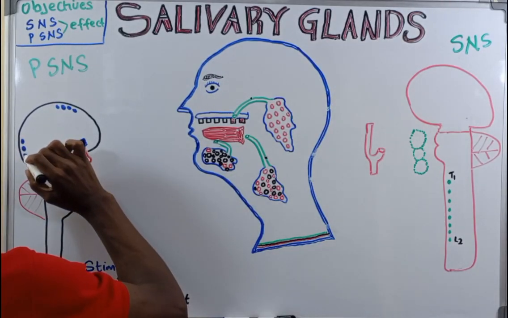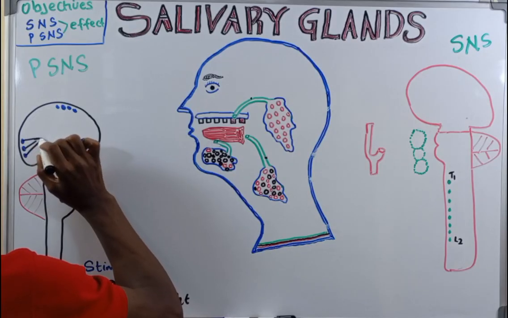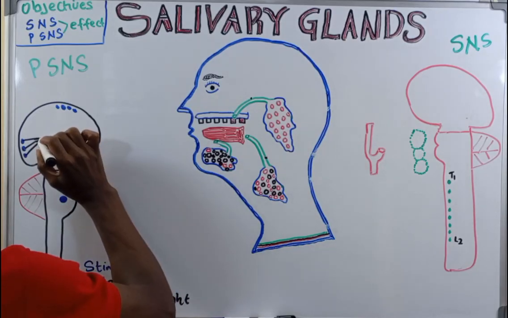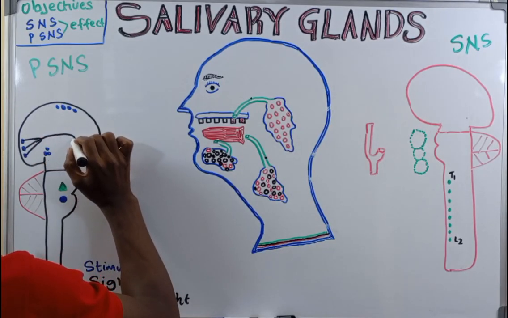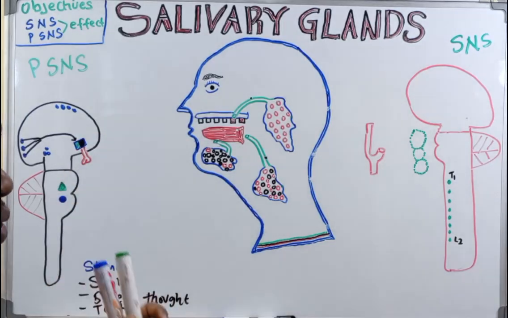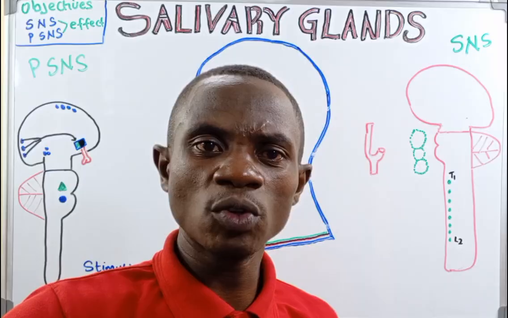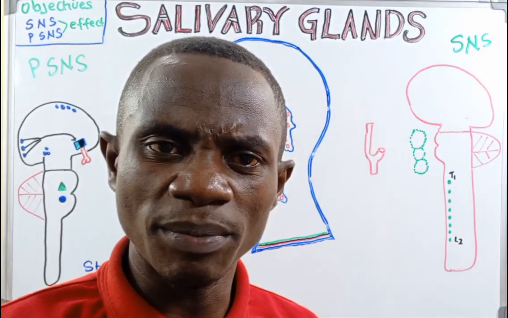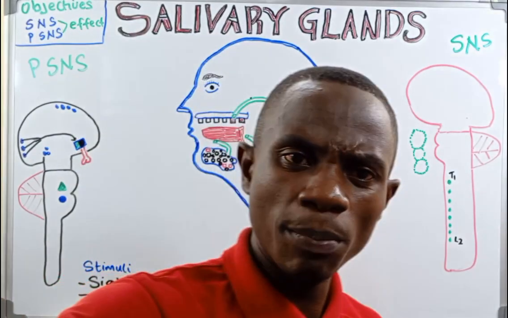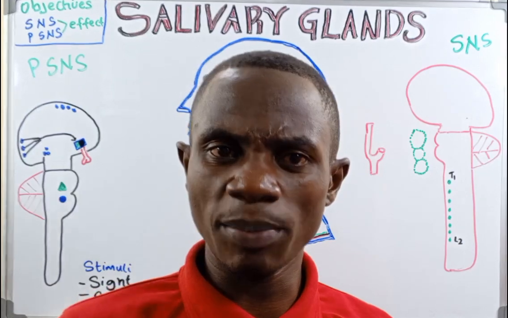Now, this visual cortex is going to be giving off fibers, and these fibers will come and activate one of the portions of this structure, which we call the hypothalamus. The hypothalamus is going to be a regulator of the autonomic nervous system. It's going to have the sympathetic part, and then it's going to have the parasympathetic part.